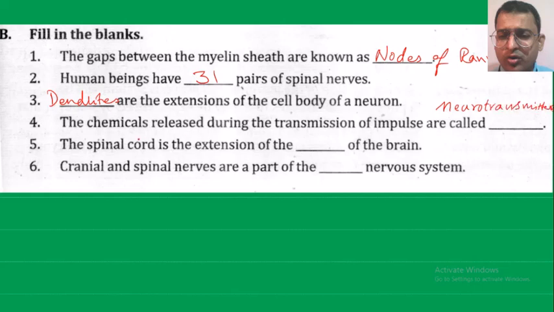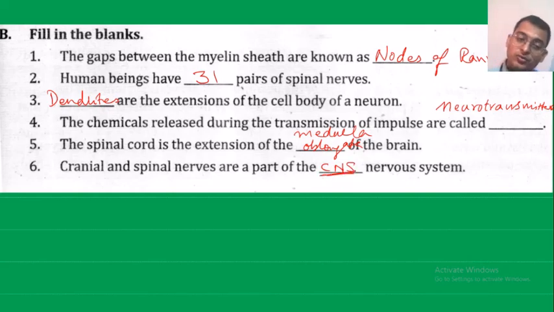The spinal cord is the extension of the dash of the brain, medulla oblongata. Cranial and spinal nerves are a part of the dash nervous system, peripheral nervous system. The central nervous system consists of the brain and the spinal cord. So therefore the cranial and the spinal nerves are part of the peripheral nervous system.